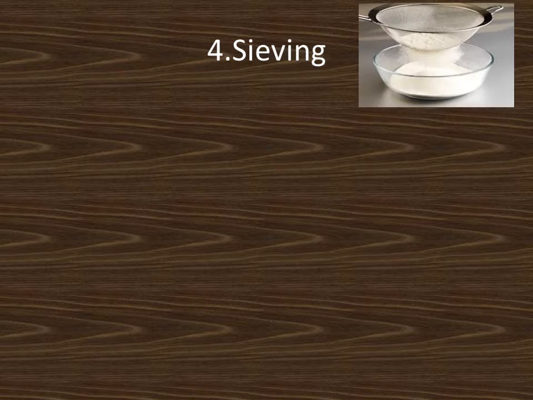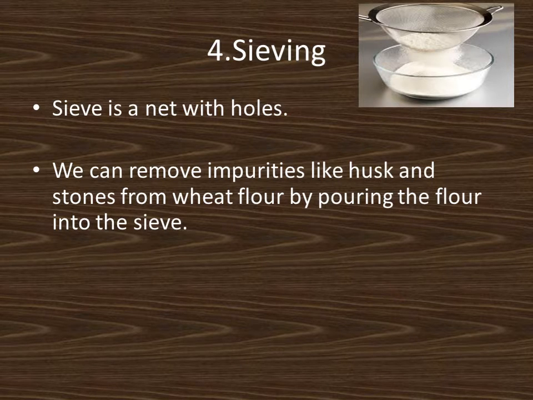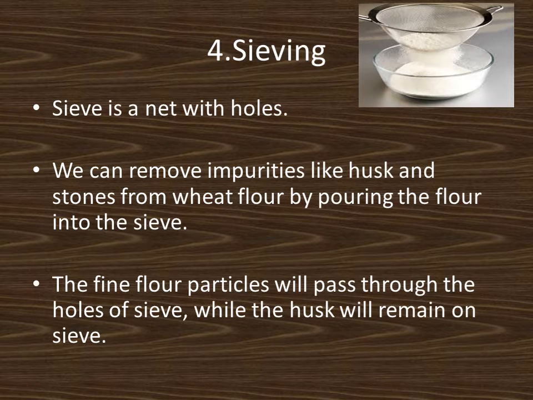Sieving. Sieve is a net with holes. We can remove impurities like husk and stones from wheat flour by pouring the flour into the sieve. The fine flour particles will pass through the holes of sieve while the husk will remain on sieve.